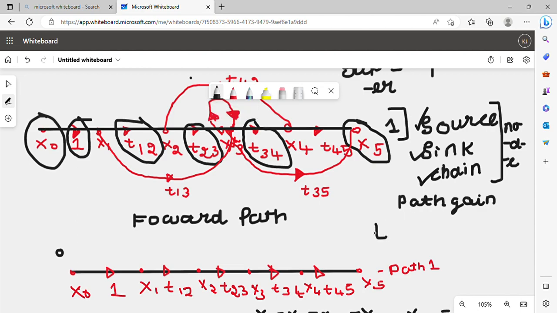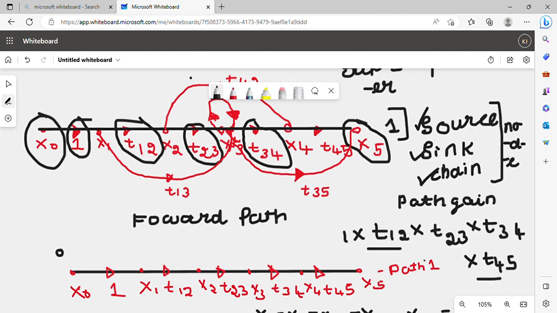It is T12 into T23 into T34 into T45. This whole line is a forward path, and for this forward path, the product of branch gains that you see when you pass through it is what is called my path gain.